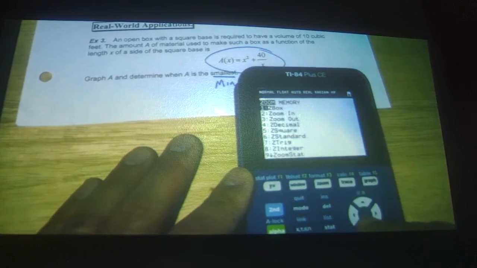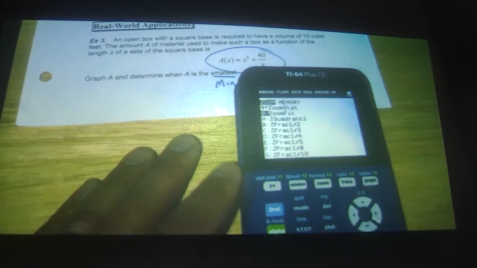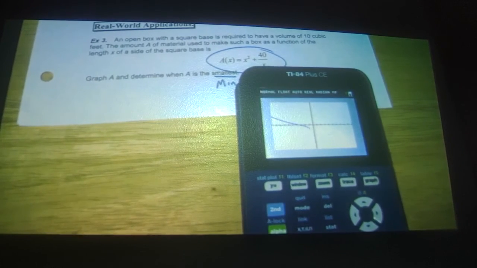Okay, so what we need to do is zoom. And I like to go to zoom 0. You see zoom 0? Zoom fit. If I press zoom 0 or zoom fit, this is going to fit the graph a little nicer to my screen. Okay? So it's going to try to zoom out enough so that you can fit as much of the graph on as you can.